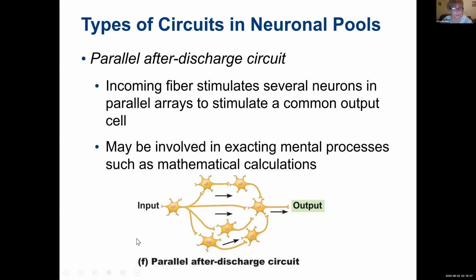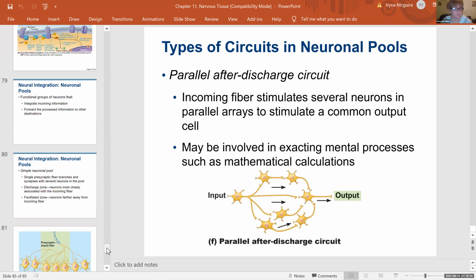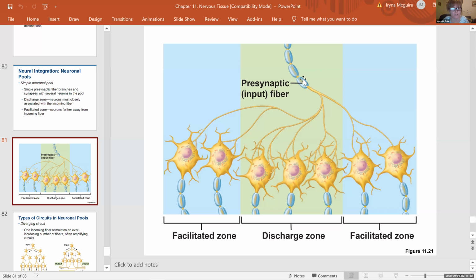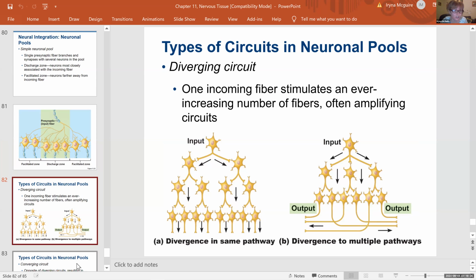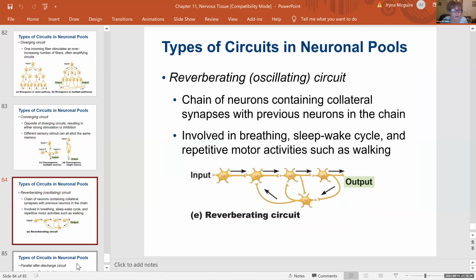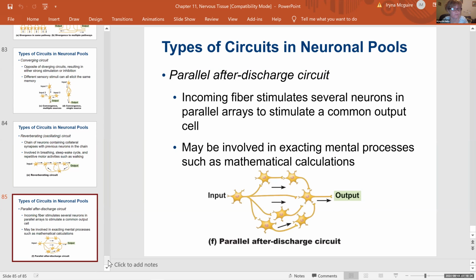So the point is you never have two single neurons going from your finger to your brain. It's not one neuron in your finger, one neuron in your spinal cord, and one neuron in your brain. We have pools of neurons, and it can either be a simple pool, or it can form different circuits, like diverging, converging, reverberating, or parallel after-discharge.